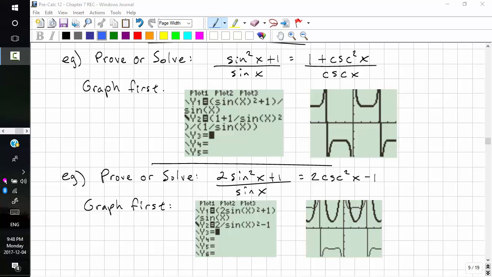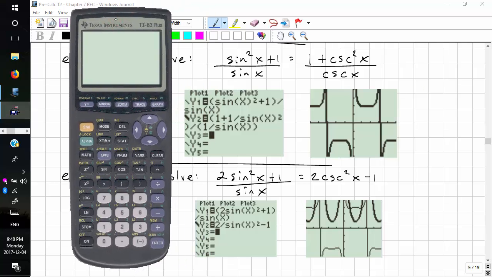This is Pre-Calculus 12, Chapter 7.3. We're going to look at the extra section for the TI calculator. So let's see how to enter these functions.